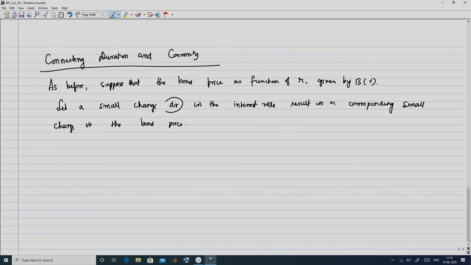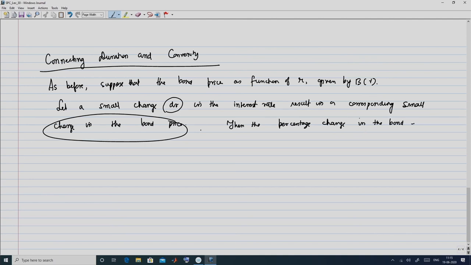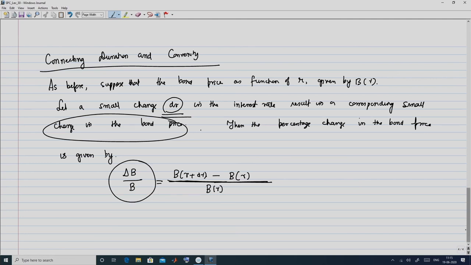So, if a small interest rate change of dr results in a change in the bond price, then the percentage change in the bond price is given by the following. Your original bond price was B of R and the new bond price is B of R plus dr when the interest rate changes by dr. So, the change in the bond price is B of R plus dr minus B of R, and the proportional change will be the ratio of B of R plus dr minus B of R over the original B of R. This is nothing but delta B over B, which basically gives you the percentage change in the bond price.